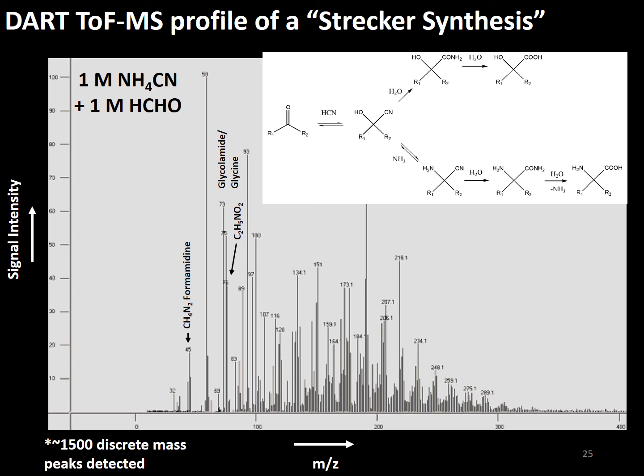And what one finds is not simply a mixture of glycolic acid and glycine, but a really complex mixture of hundreds or thousands of discrete molecular mass compounds, which again could be representative of many more isomers. And in fact, glycine is not even the major peak detected and probably only represents a few percent of the overall product mixture at the end of the reaction.